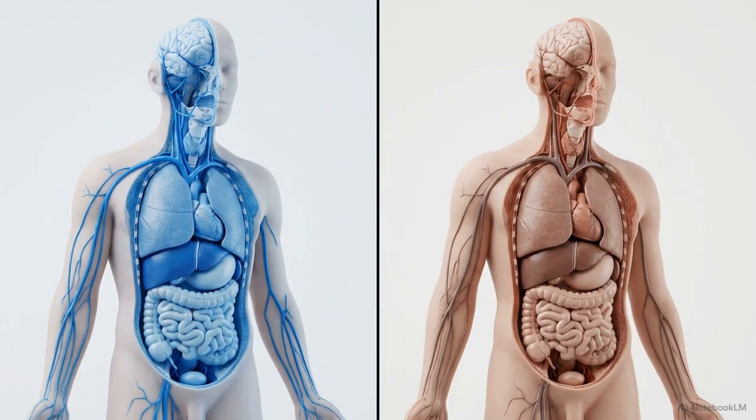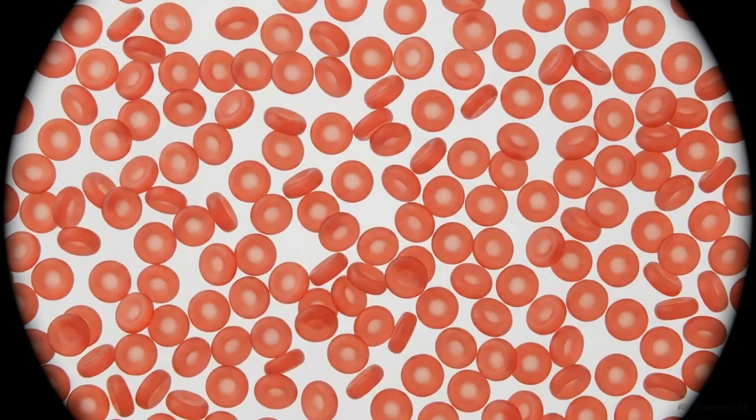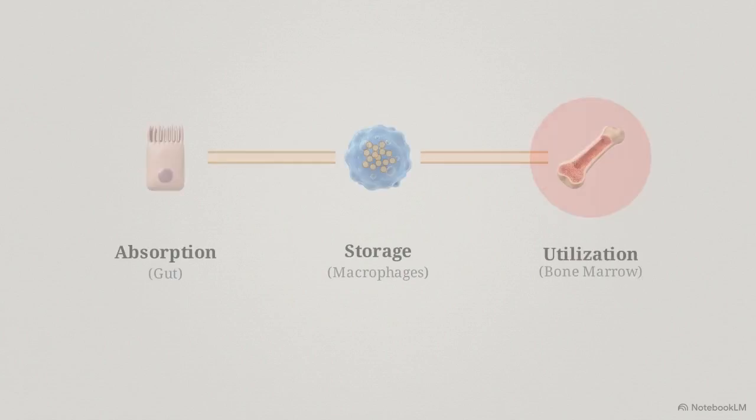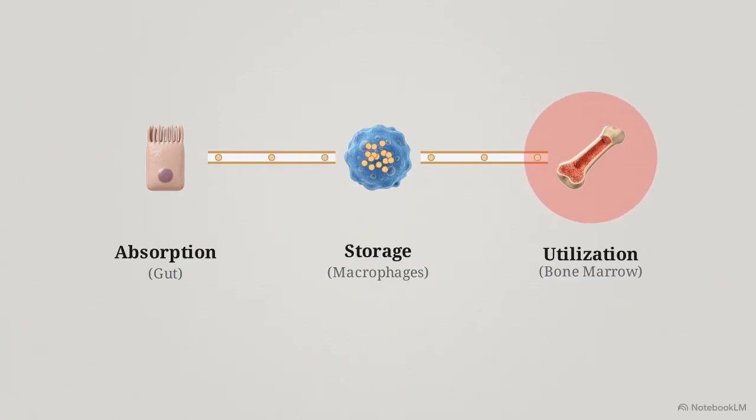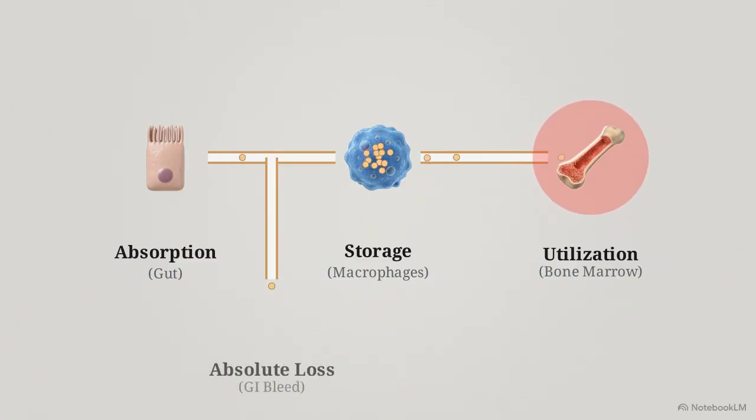One has iron deficiency anemia, the other has anemia of chronic disease. Both diseases restrict red blood cell production, resulting in the exact same microcytic hypochromic cells on a peripheral smear. To separate them, we have to track the iron. This diagram maps normal iron kinetics across three key locations: absorption in the gut enterocyte, storage in the macrophage, and utilization in the bone marrow.